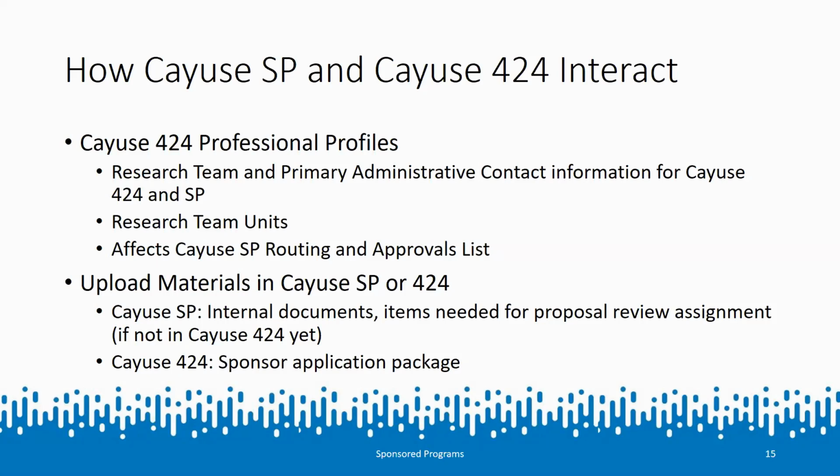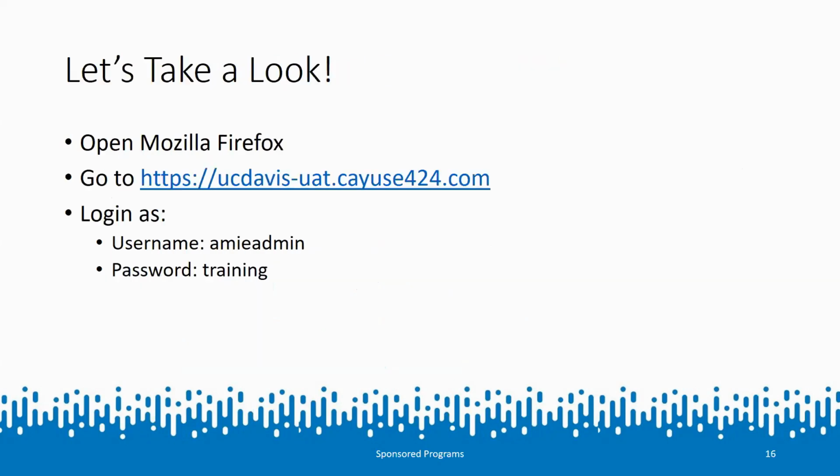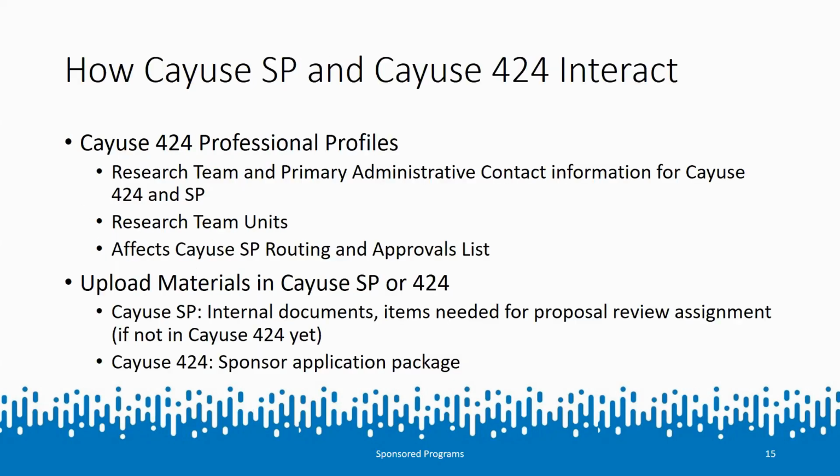In Cayuse SP, you're going to upload your internal documents. That could be your internal budget. If you're requesting a PI exception, or if you have cost sharing commitments, anything internal that doesn't get submitted to the sponsor, you would be uploading in SP. Also, any items needed for the proposal review assignment, if they're not in 424 yet.